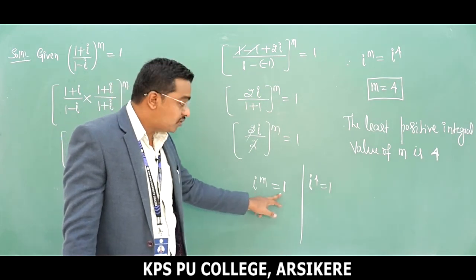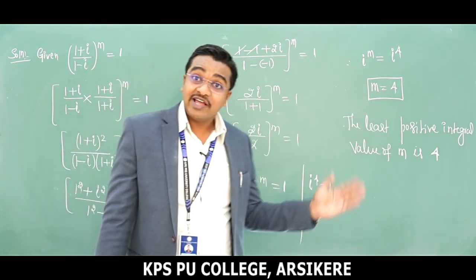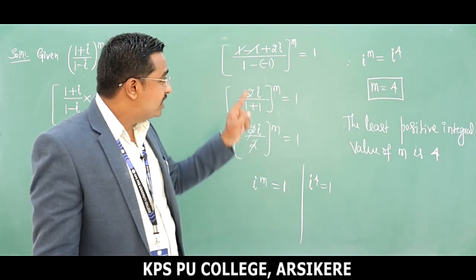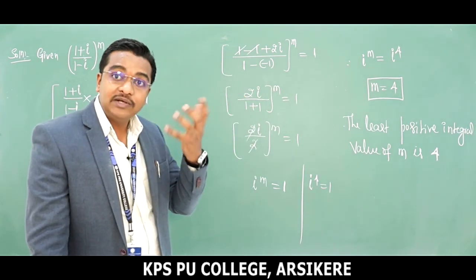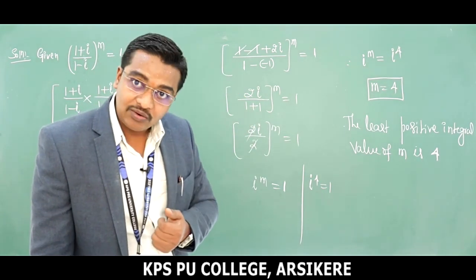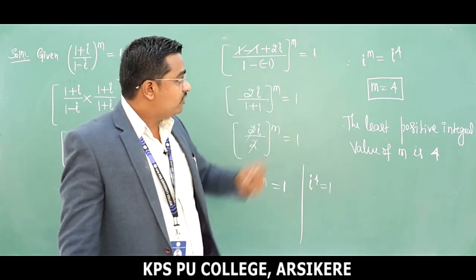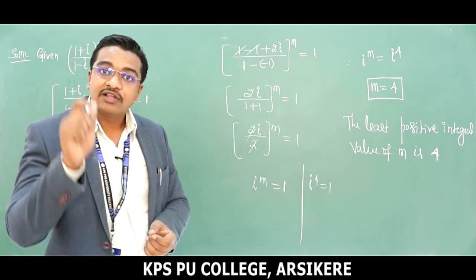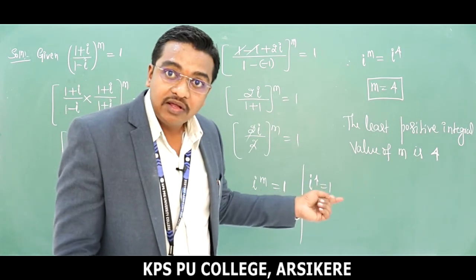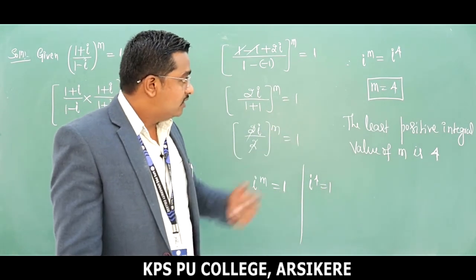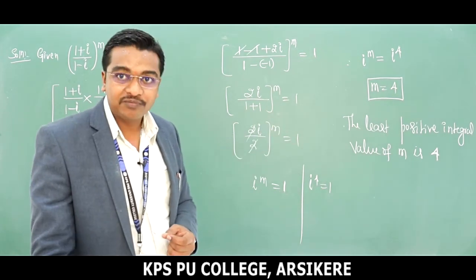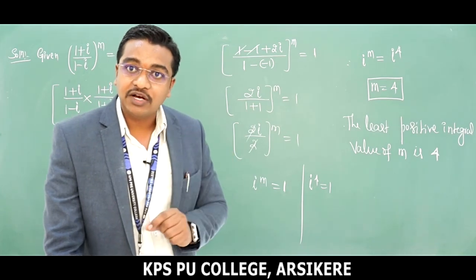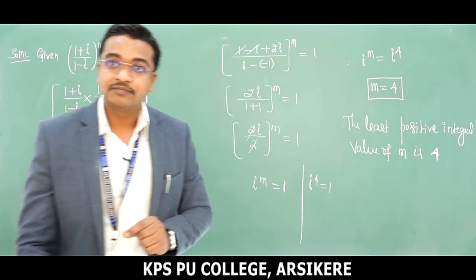So this term reduces to i power m. So i power m is equal to 1. So 1 can be written as i power 4. Then 1 is replaced by i power 4. When the bases are same, exponents are equal. Therefore m becomes 4. Therefore the least integral value of m is 4. Take a pause and note down all the things that I have written here.